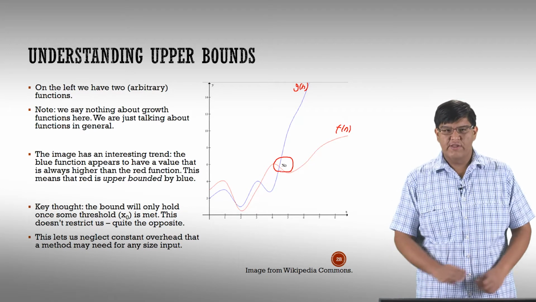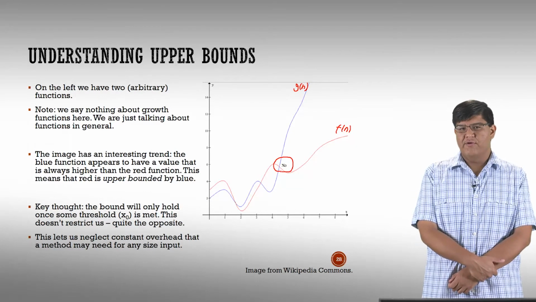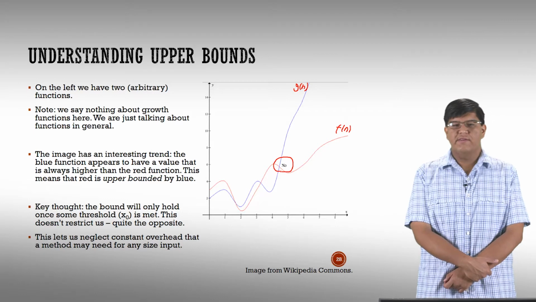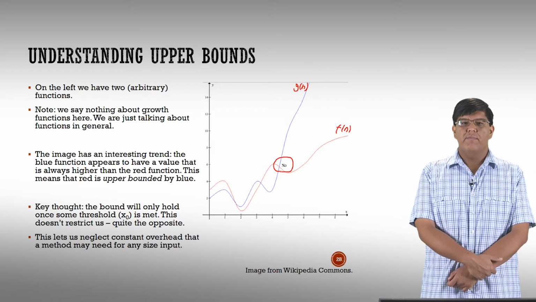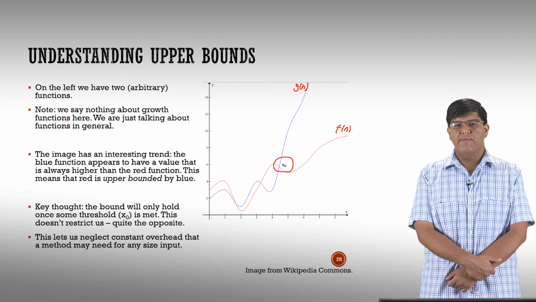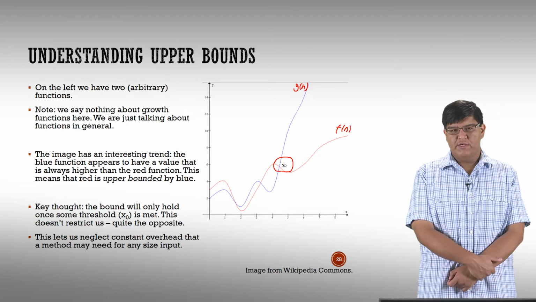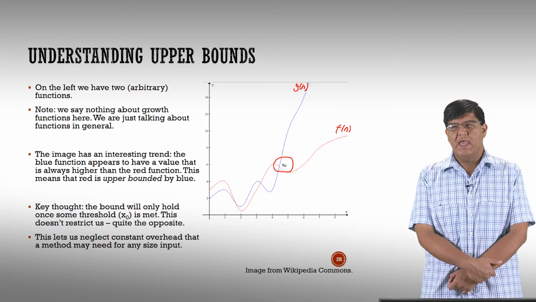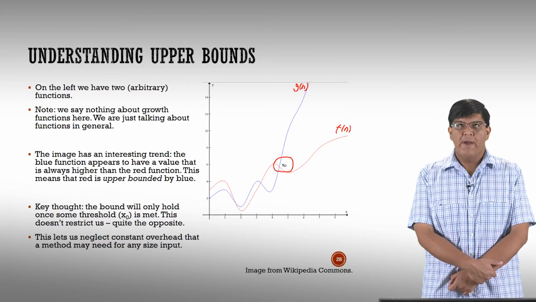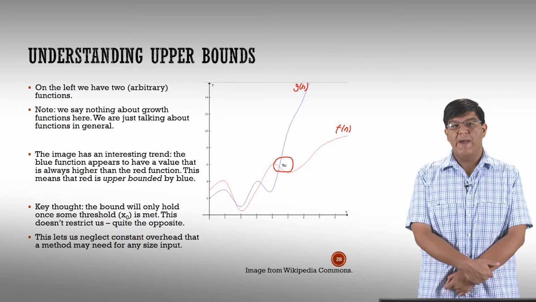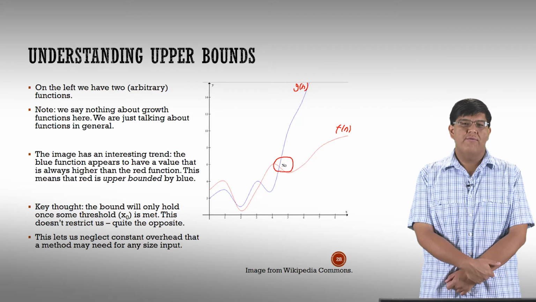These functions intersect a couple of times, and sometimes blue is greater than red, then red is greater than blue. But past this particular point, past this x0 point, our g of n, our blue function, is always greater than, or appears to be always greater than, f of n. So this is our last point of intersection. It's the point past which our upper bound idea holds. Upper bounds are always expressed in terms of being good past this point. Prior to that point, I don't really know.